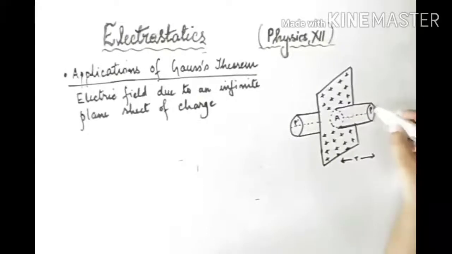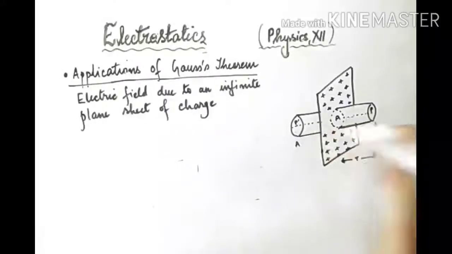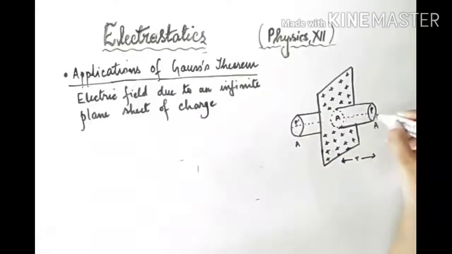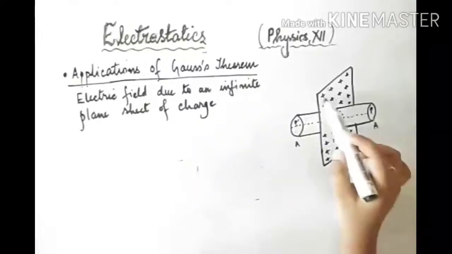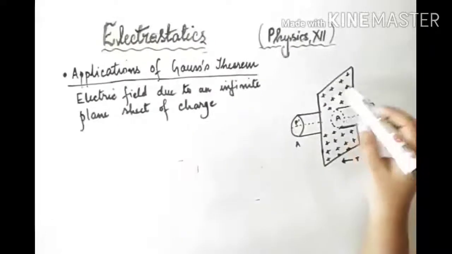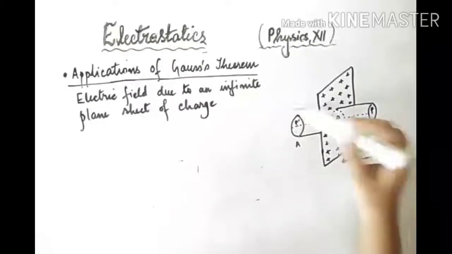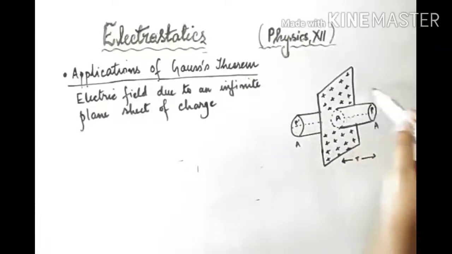Now let us consider the area of this portion to be A, and again this portion to be A. Now these two are of the same area. Now at this portion, the electric field. What will be the direction of the electric field or electric lines of force? From a plane sheet, the electric field will be along the outward direction.